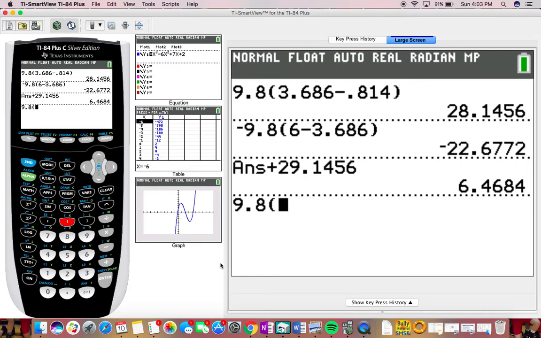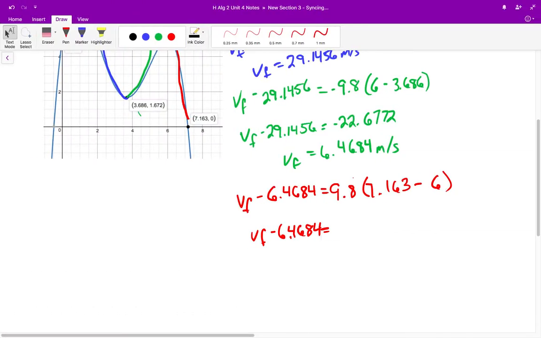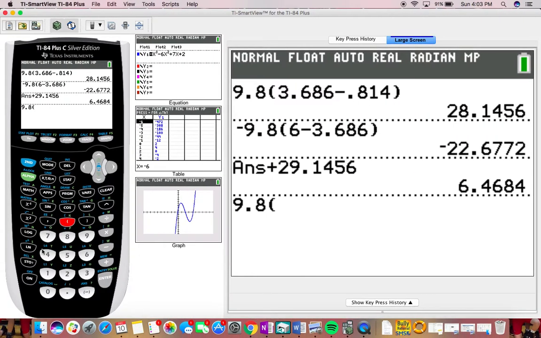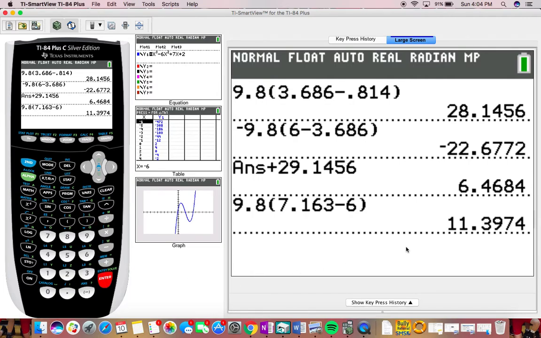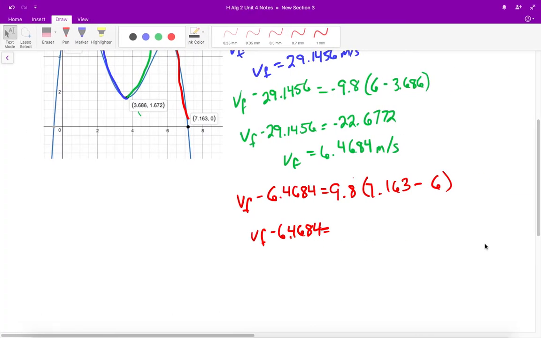On the right side, you take 9.8 and multiply by 7.163 minus 6, which is 11.3974.